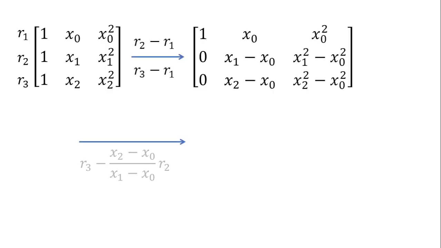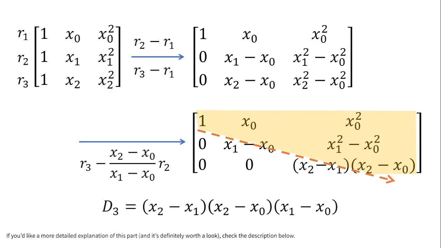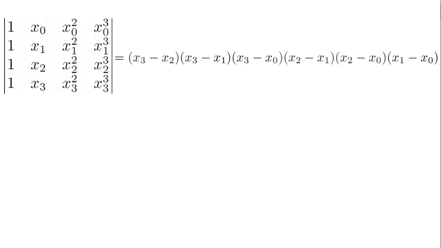Great! Now we have an upper triangular matrix. I hope the reasons for the name are obvious. And what is interesting about this matrix is that you can always find its determinant by simply multiplying the diagonal elements. So the determinant is x1 minus x0 times x2 minus x0 times x2 minus x1. And for the 4 by 4 case, you can repeat the same idea, and I encourage you to try it. And the result you'll get is the following.